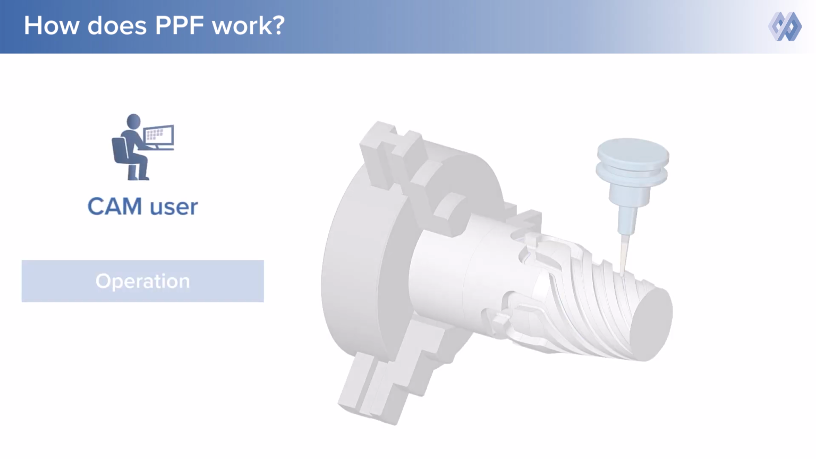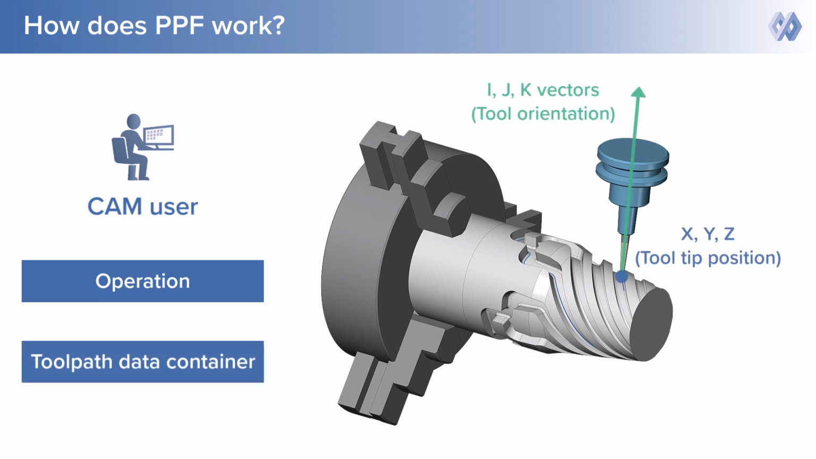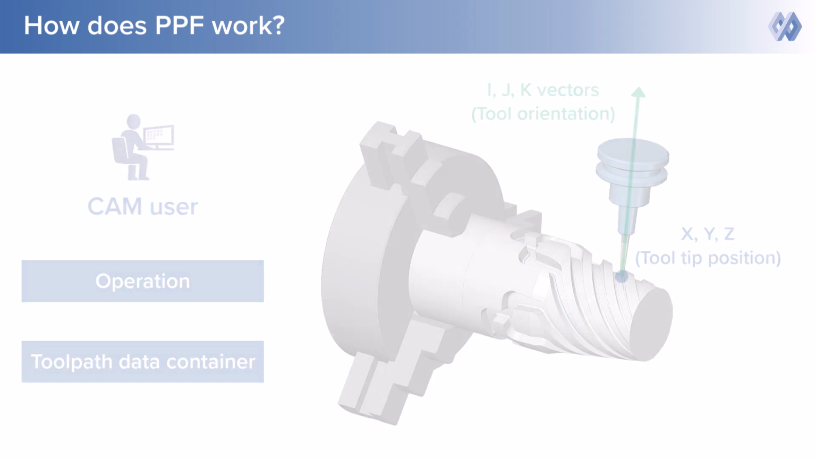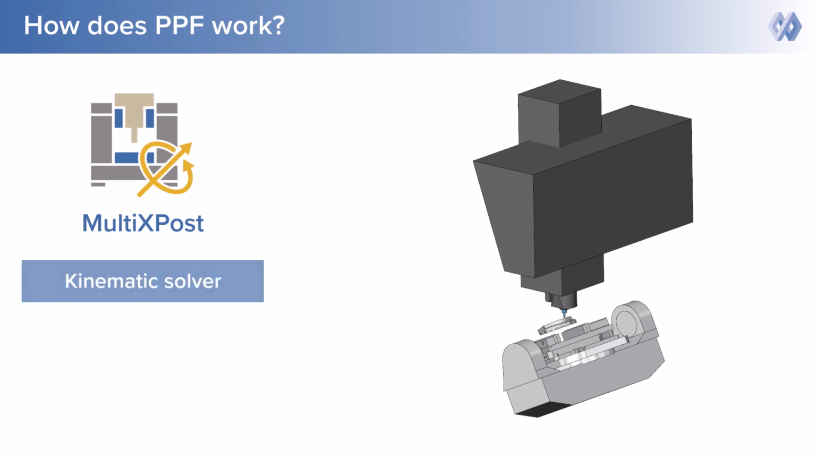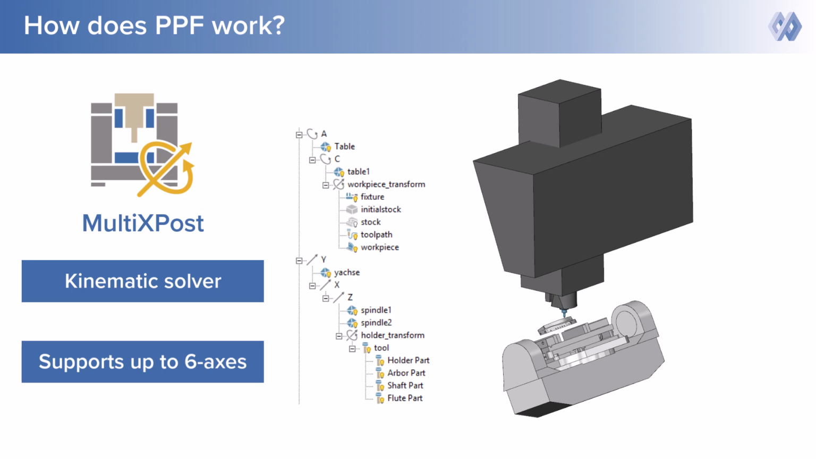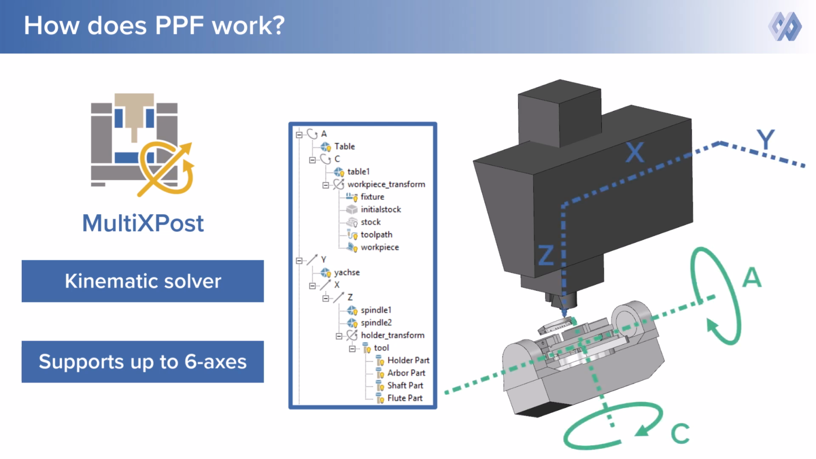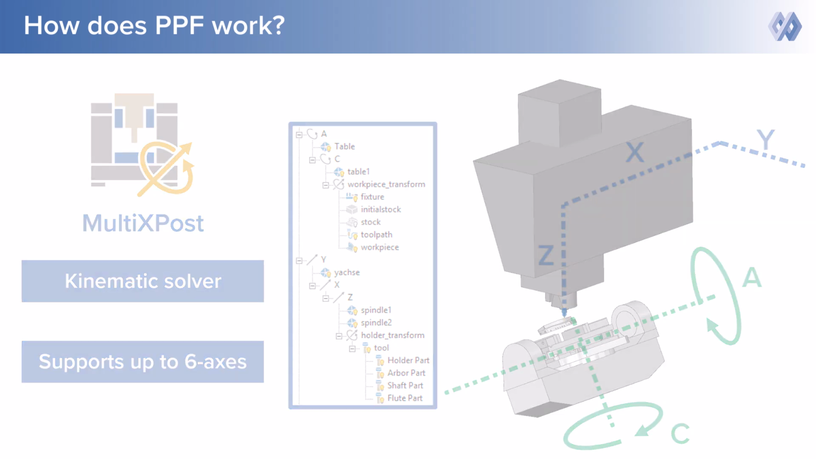Here's how PPF works. First, the CAM user creates an operation that is used to generate a toolpath data container. This data consists of all machining operation parameters, motion points, kinematic information, and path properties. Then, MultiAxPost, an inverse and forward kinematic solver, calculates the resolved machine axis values or joint values based on the kinematic tree of the dedicated machine using the machining operation input from the CAM system. Depending on the kinematic tree, linear and rotational machine moves are resolved.